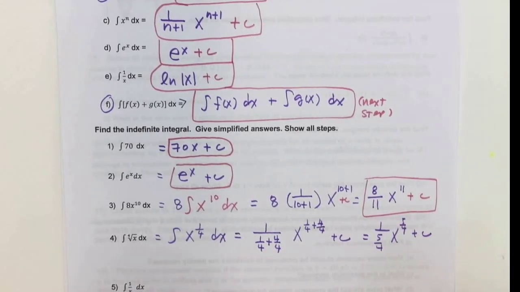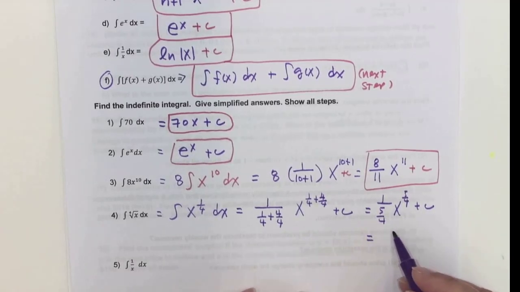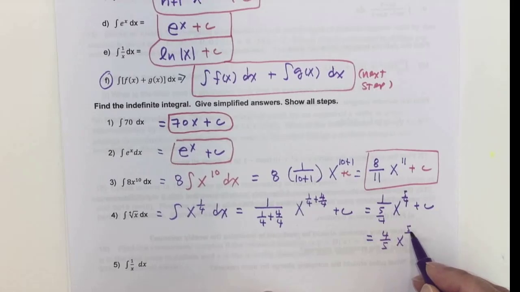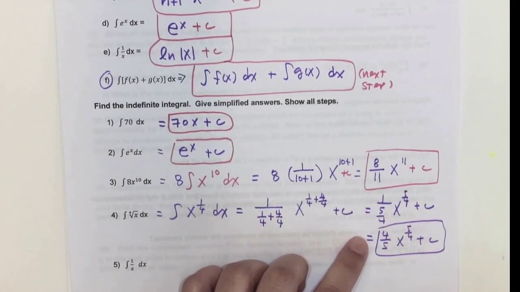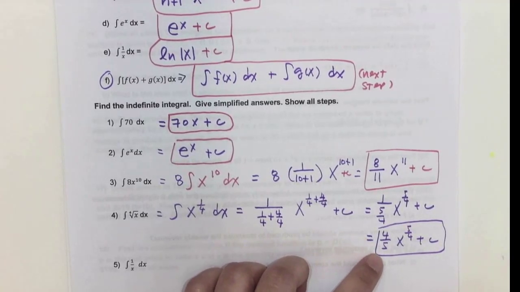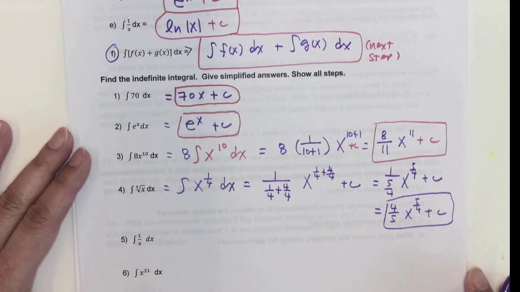When you have a complex fraction, how do you simplify it? You divide, meaning you just need to flip it. So 4/5 x to the 5/4 plus c. When you have a complex fraction, it's 1 divided by that. Division turns into multiplication. You're supposed to flip the second fraction. So the easiest way to think about it, just flip it. Okay? All right, let's look at the next one.